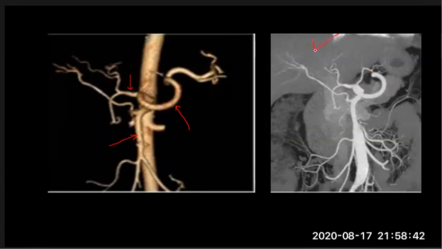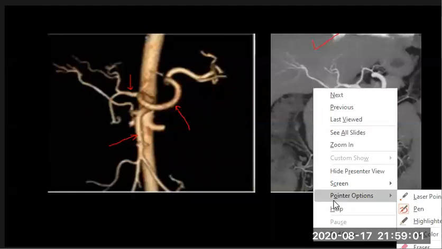What is this technique? Coronal formatted image. This is coronal format, but it is MIP. Yes, it is MIP. Okay, what do you see?